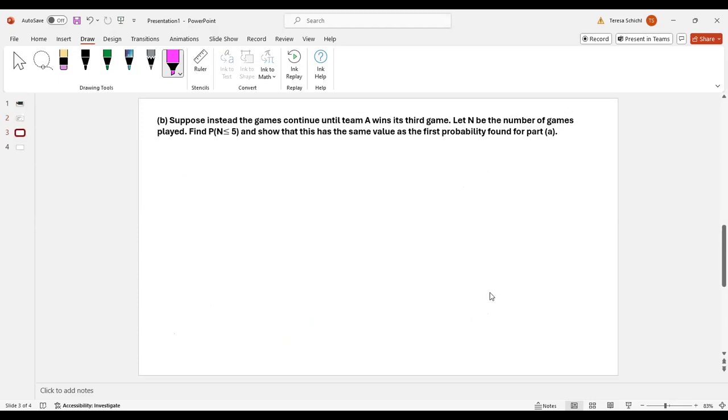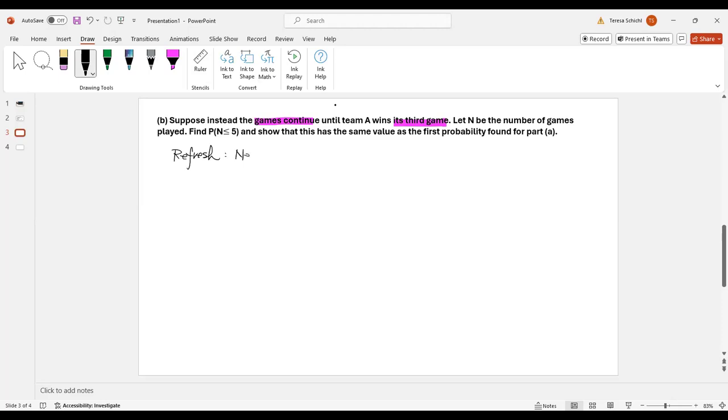They said, suppose instead the game continues until team A wins its third game, and let n be the number of games played. Find the probability that n is less than or equal to 5 and show this is the same value as here. Now let's take a look. So n is the number of games until it wins the third game. So let's do a kind of refresh.